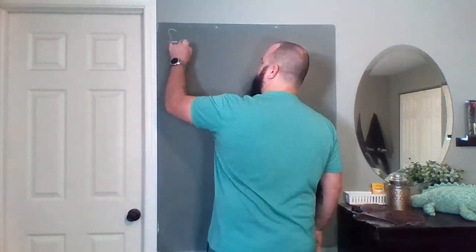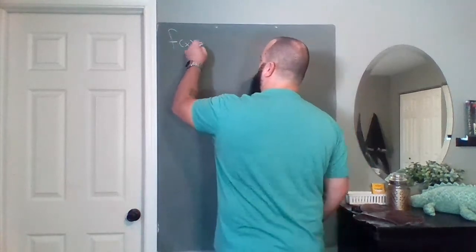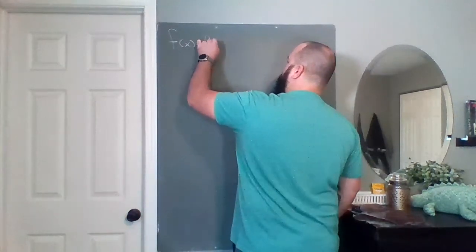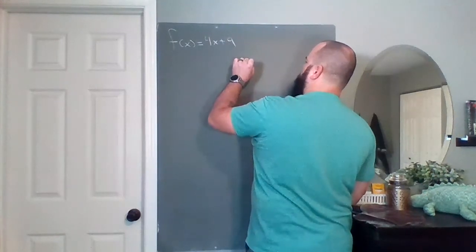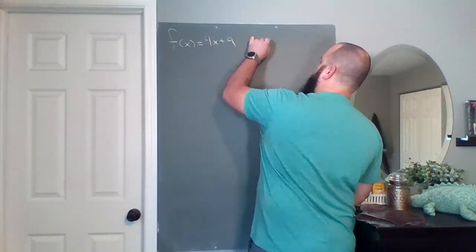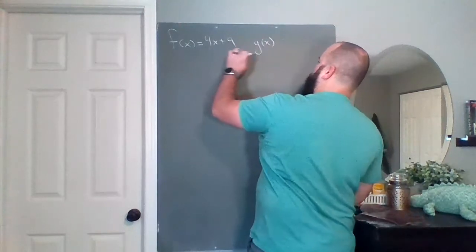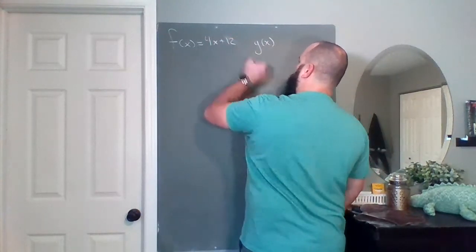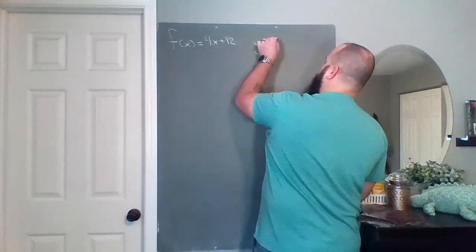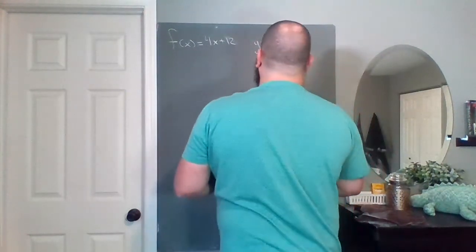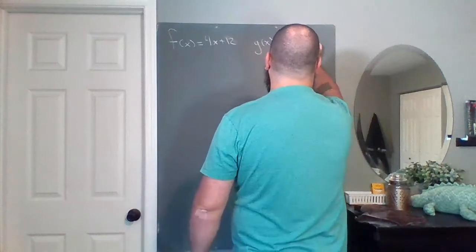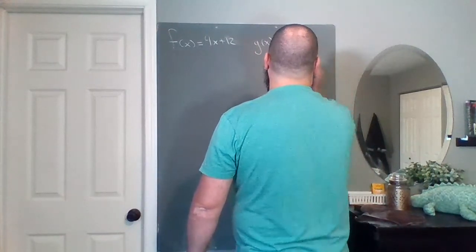So let's let f of x equal, let's do 4x plus 9. And g of x, actually let's do 12. Let's do g of x equals 1/4 x minus 3.